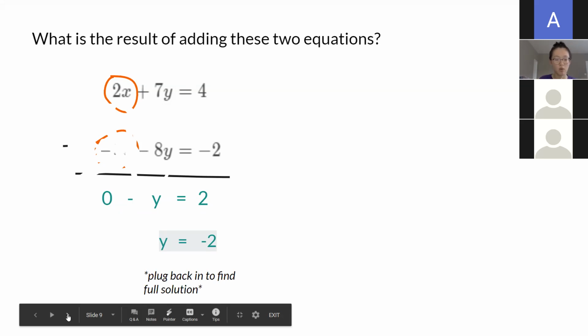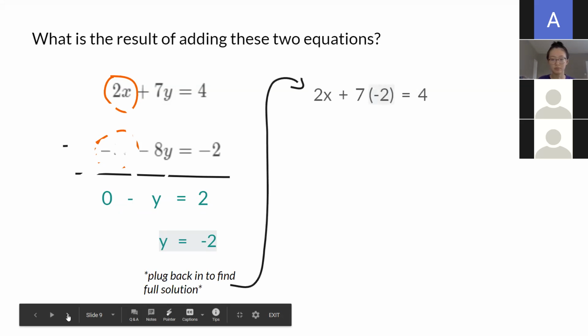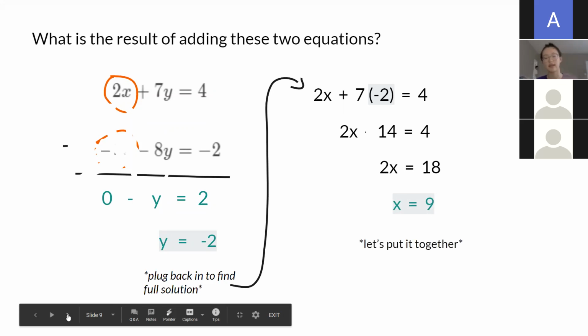So let's plug in y equals negative 2. I decided to use the first equation of the system. So it would be 2x plus 7 times negative 2, where the y is, equals 4. Then you simplify, so you get 2x minus 14 equals 4. And then 2x equals 18, divide by 2, and you get x equals 9. So once you put it all together, your final solution should be 9, negative 2.